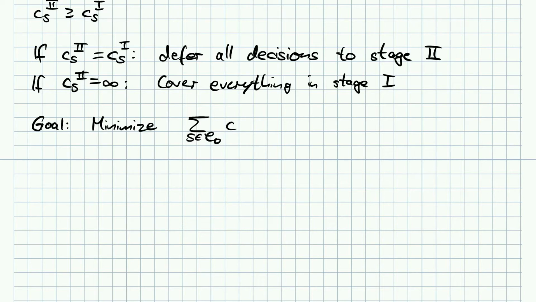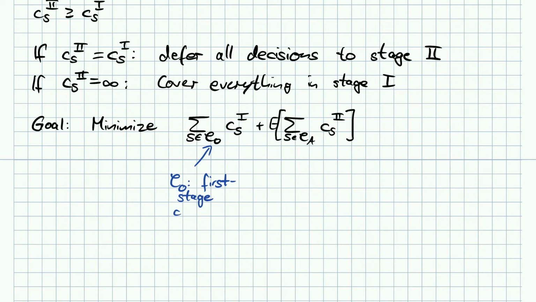Let me introduce some notation for this. Namely, I write here this C0 as the first stage choices. And here I have this CA, which are the second stage choices, when A is the set of active elements.